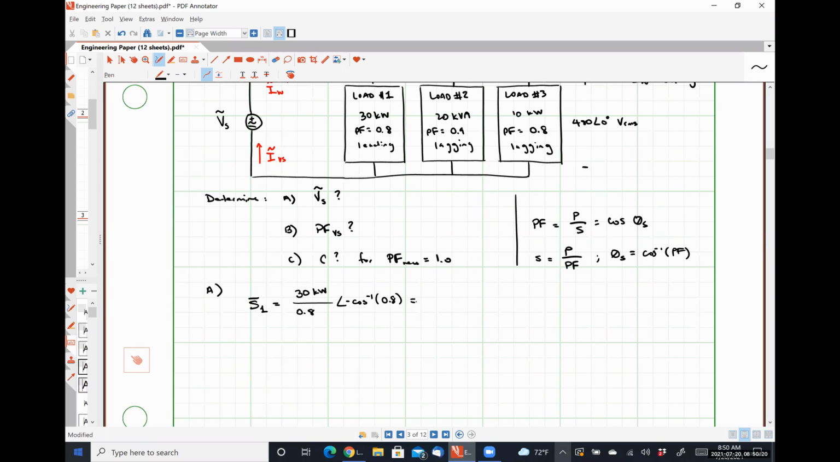With an angle that is the negative inverse cosine of 0.8, I get 37.5 with an angle of negative 36.870 degrees kilovolt amperes.